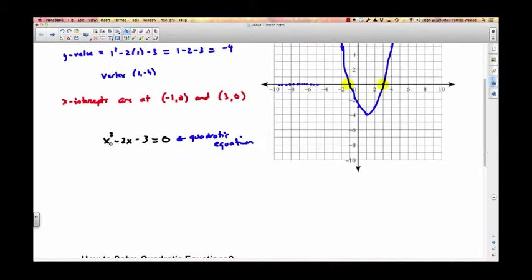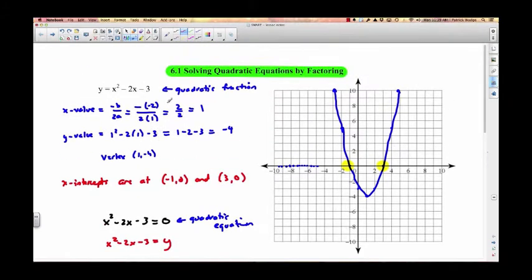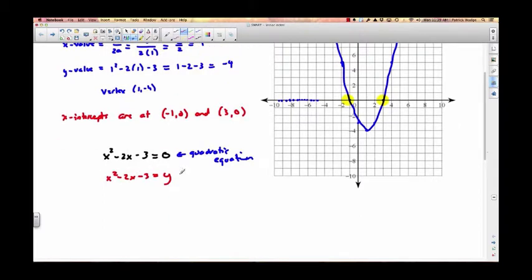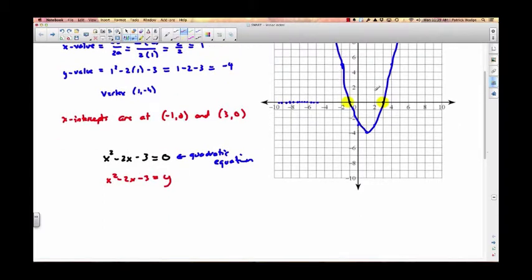So if I said solve this quadratic equation right here, one way you could actually solve this is to say, alright, I'm going to change this into x squared minus 2x minus 3 equals y, which is a quadratic function now, right? It's exactly the same as this up here, isn't it? I could graph that, which would look like this parabola right here, and then, since I'm interested in when y equals 0, I'd be looking for the x-intercepts. And there's my x-intercepts right there. And that would be my answer to this right here.